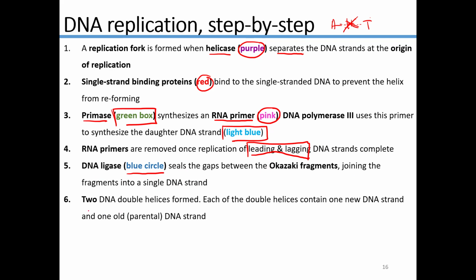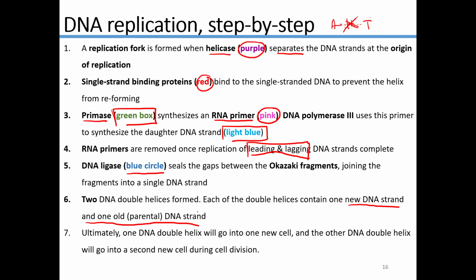So now we have 2 DNA double helixes formed. Each double helix contains a new DNA strand and one old DNA strand. This is why we have that semi-conservative model, because again, we have one piece that's new and one piece that's old.